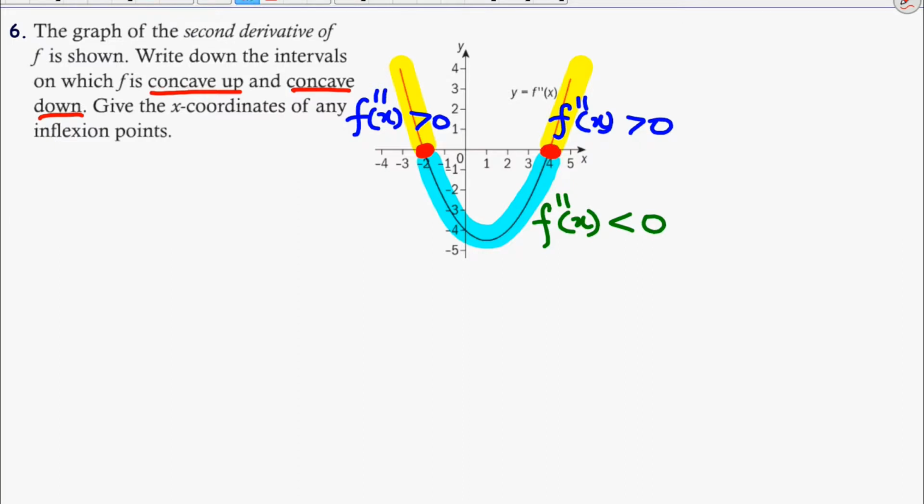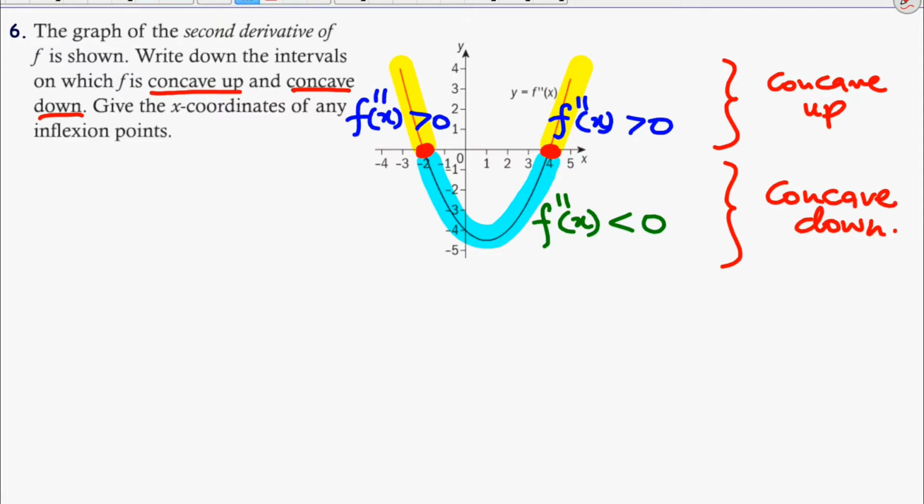In fact, up here, it's concave up. Here the function is concave up, and here the function is concave down.